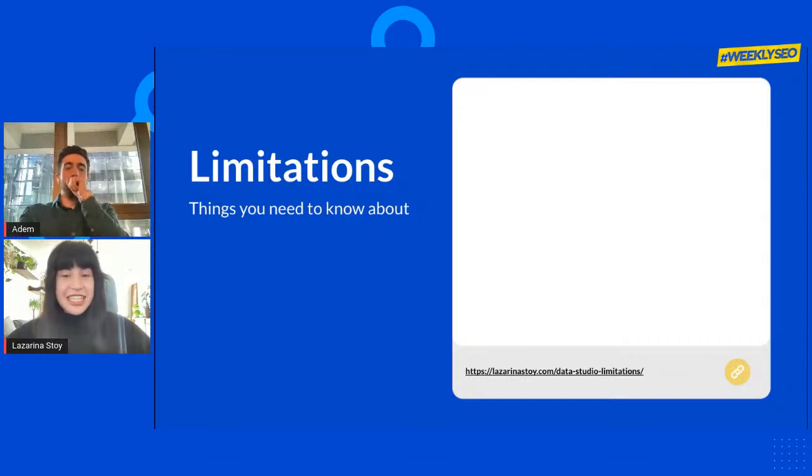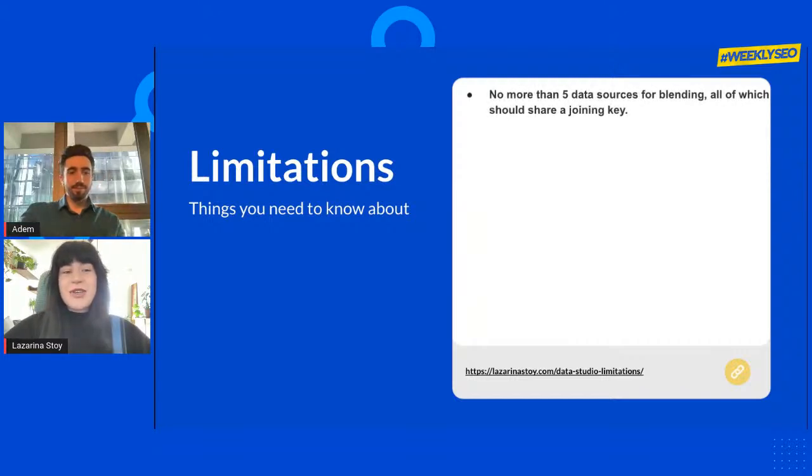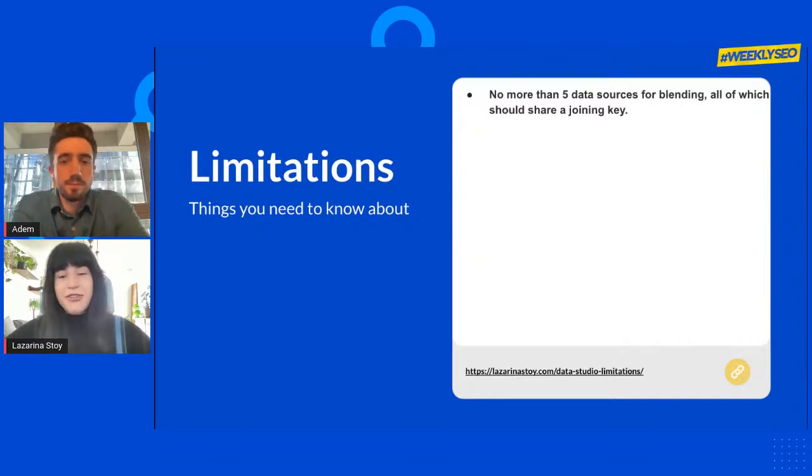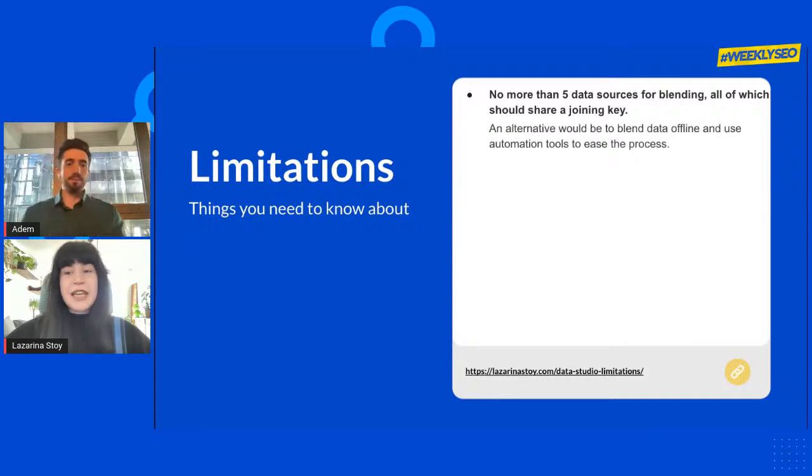I have an exciting update at the end of the slide regarding one of those limitations that I found there. So first of all, you cannot combine more than 5 data sources for blending, and all of the data sources should have a joining key. So the joining key part is no longer the case, but you still have a limit of no more than 5 data sources for blending. An alternative is to blend data offline or use automation tools to ease that process.